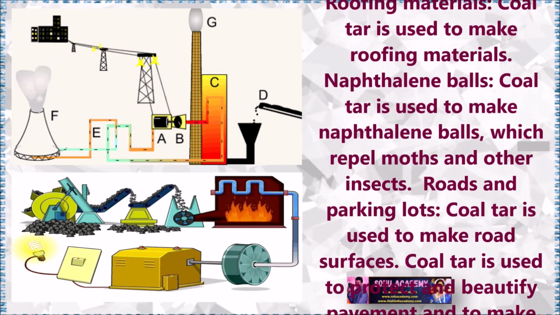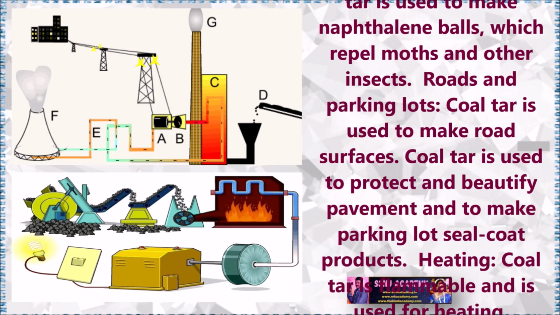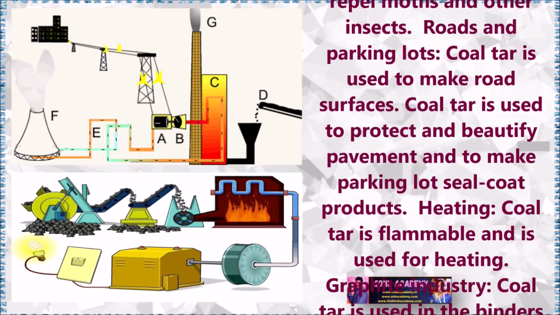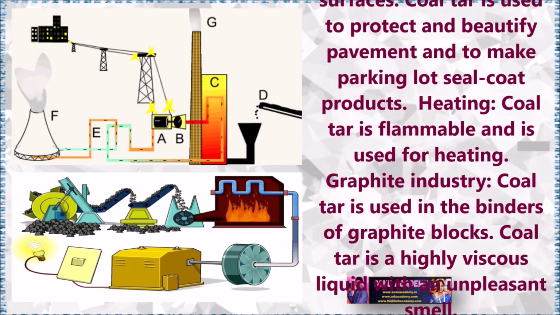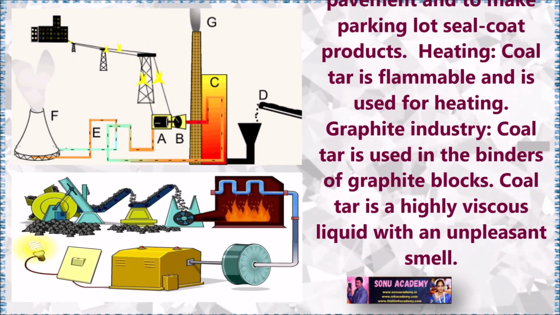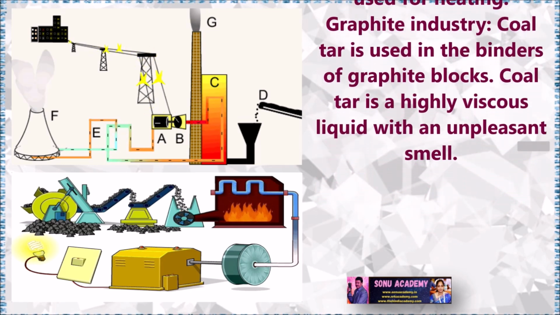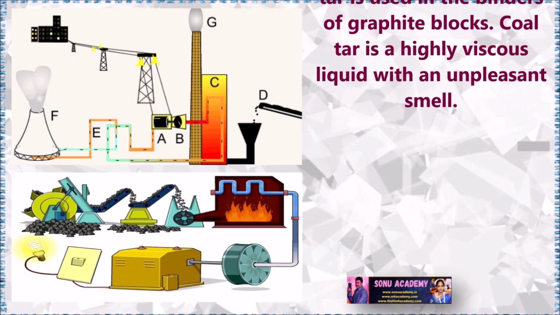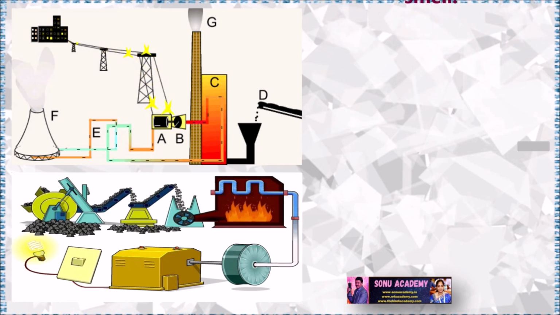Coal tar is used to make road surfaces, and it is used to protect and beautify pavements and to make steel coat productions. Coal tar is flammable and it is used for heating in the graphite industry. In the graphite industry, it is used as a binder of graphite blocks. Coal tar is a highly viscous liquid with an unpleasant smell.